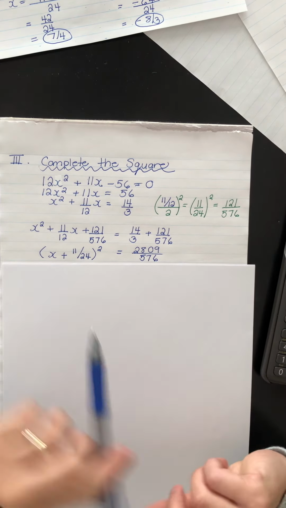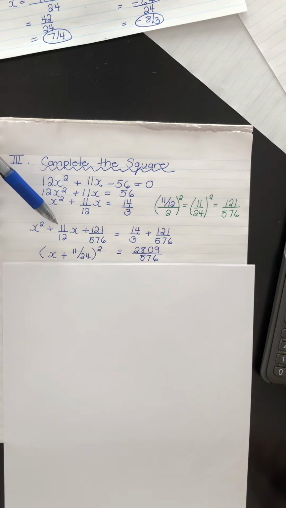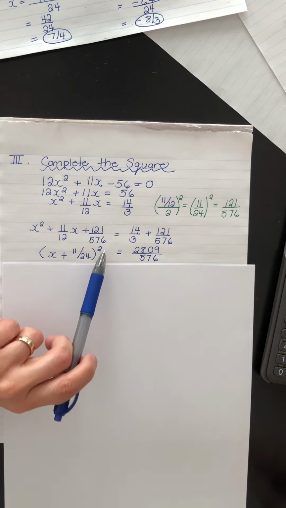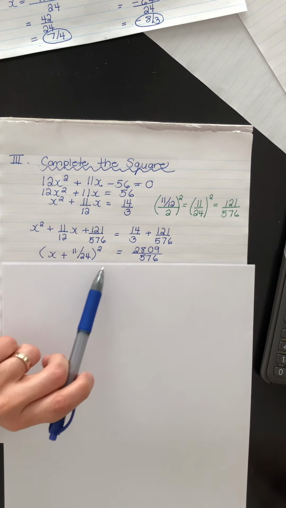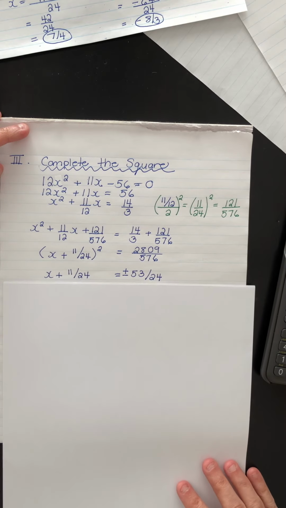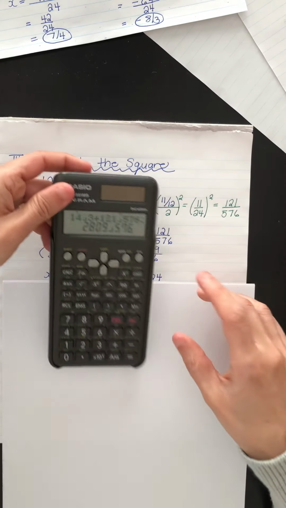Okay, but again, it's product of 121 over 576, sum of 11/12. The numbers are both 11/24. And this is why we have this as our factored version of this trinomial. Take the square root of both sides. Okay, so again, you can do this on the calculator if you wish.